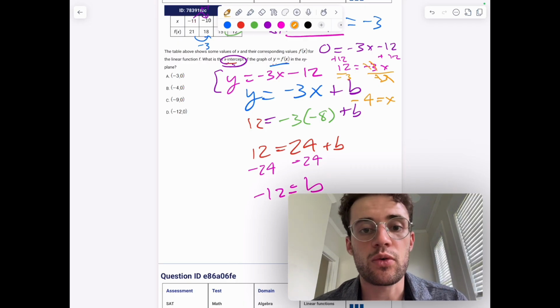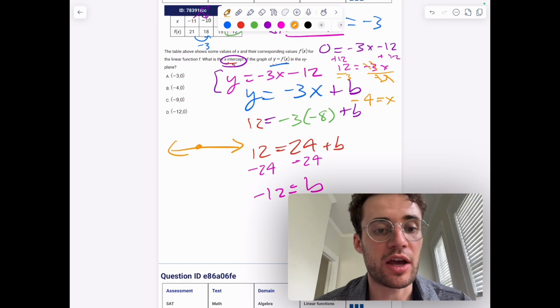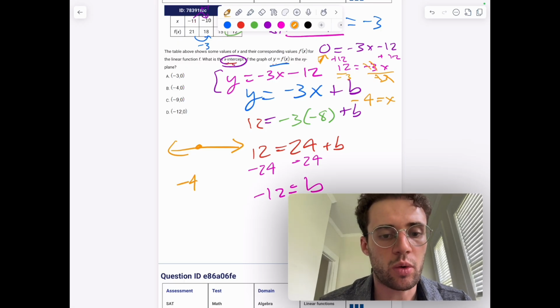So if x is negative 4, it's the x-intercept, which is where it crosses the x-axis. So the y value would always be 0. That's, like we said, why we were able to solve it this way. We plugged in 0 for y. So the coordinates would be negative 4, 0.